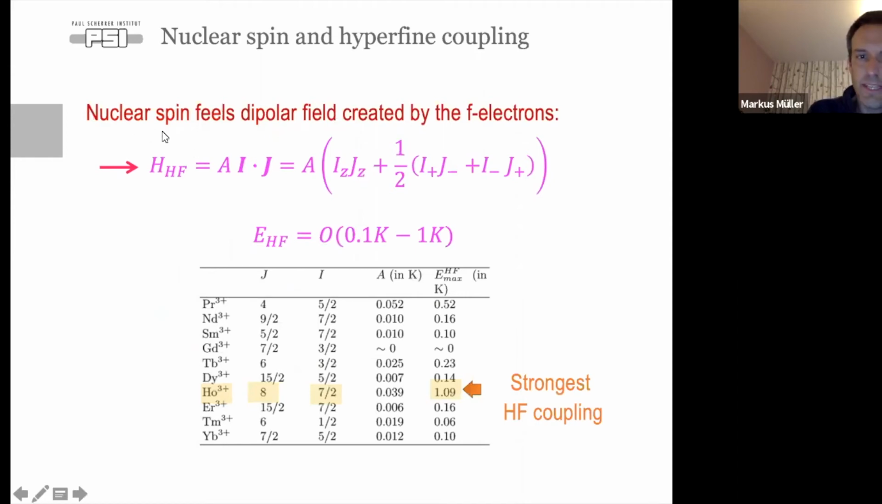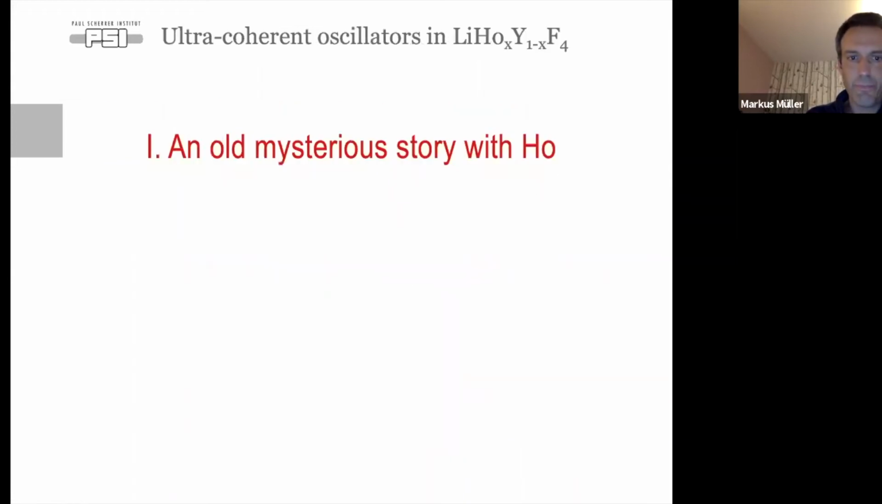So how does the nuclear spin interact with the electronic spin? It basically feels the dipolar field created by the F electrons, and that leads to a dipolar hyperfine coupling, as it is called. The coefficient is usually called A, and it's just A I dot J, where I is the nuclear spin and J is the electronic angular momentum. The typical scale for hyperfine coupling is on the order of 10 to 1 Kelvin. The strongest coupling you find in holmium ions, because you have a large electronic spin, about 8, and the nuclear spin is also large, and that amounts to 1 or 1.5 Kelvin of coupling, actually quite substantial.